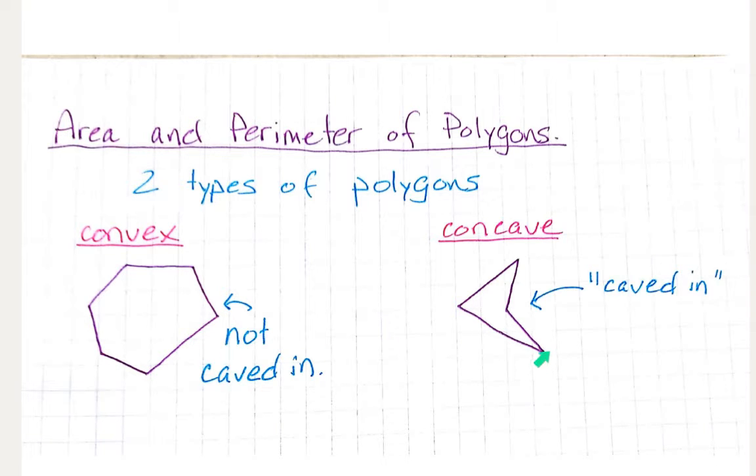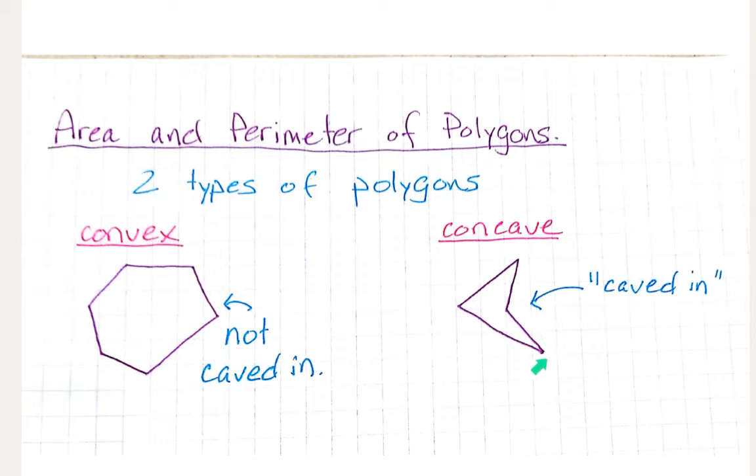Technically, if you took one of the sides and you extended it, you see how it would cut through the polygon? Whereas over here, if I take any of the sides and I extend them, none of them cut through the polygon. That's one way of defining convex versus concave.